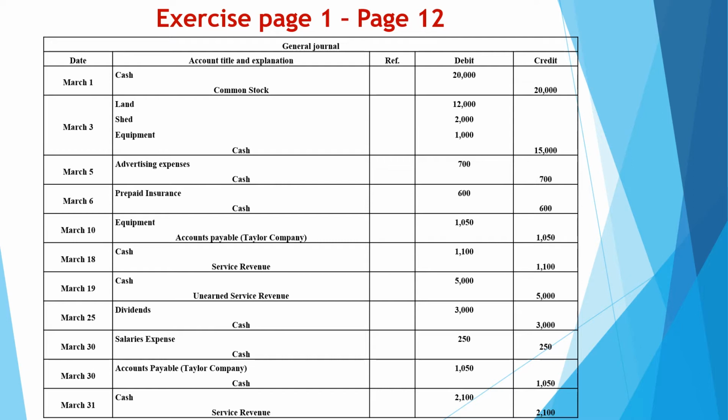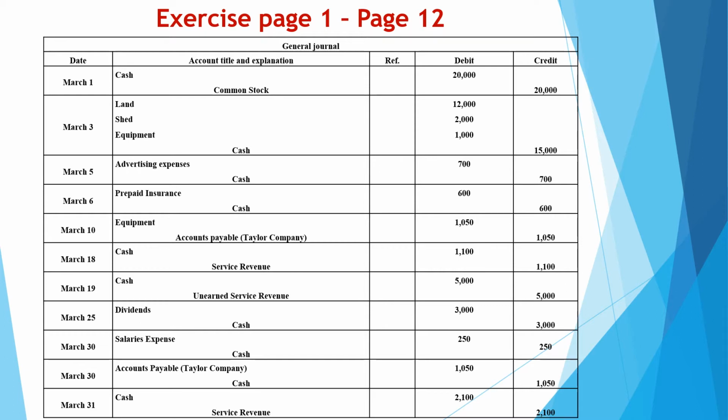On March 5, paid advertising expenses of 700. On this date, we are incurring advertising expenses of 700, and every time we incur an expense, the expenses increase. Expenses have a debit normal balance, so when they are increasing, they should be recorded in debit. So on this date, we have advertising expenses in debit for 700.